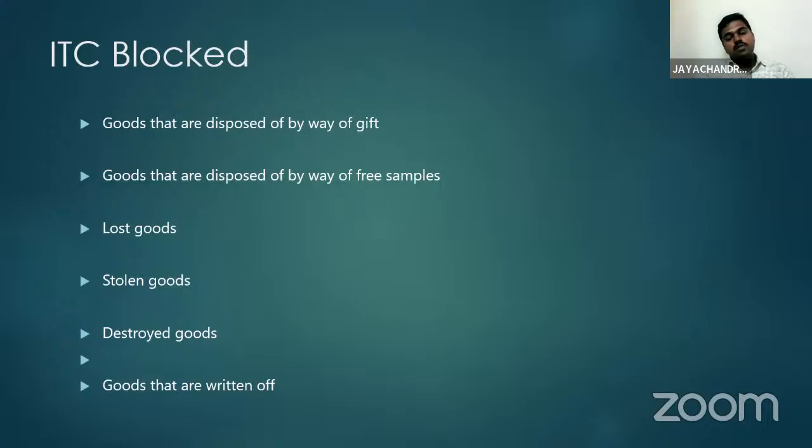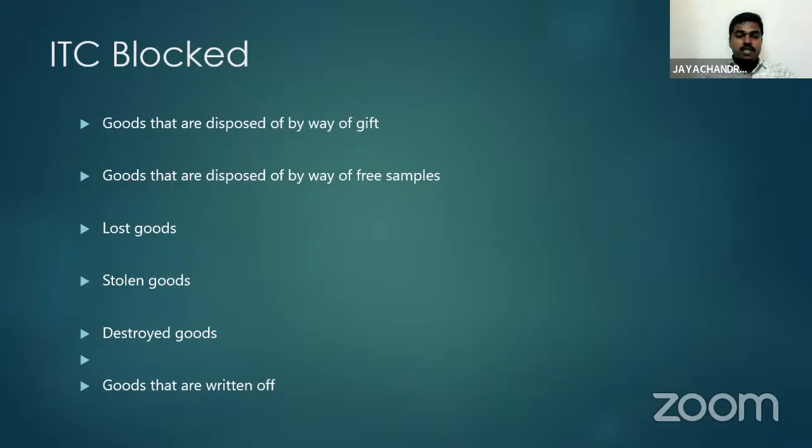Goods that are disposed of, lost goods. Lost goods means you would have purchased bulk items from some other city, and you are bringing those goods from that city to your current city where you are going to sell them. Some goods would have been lost by mistake or by negligence, whatever. For example, you have purchased goods worth 50,000 and you have lost goods worth 10,000 somewhere. So 20% of the goods you have purchased, you have lost.